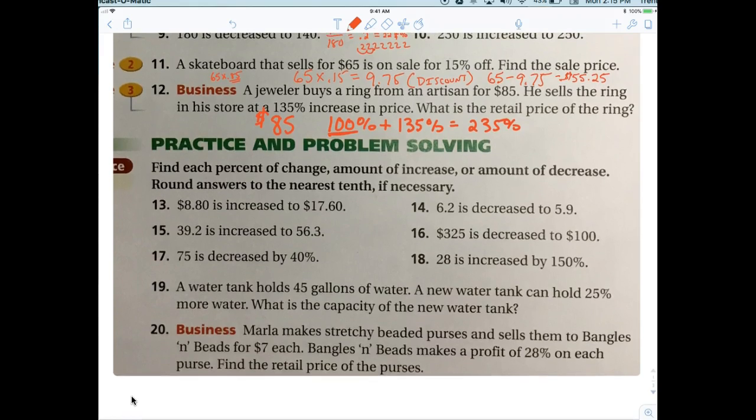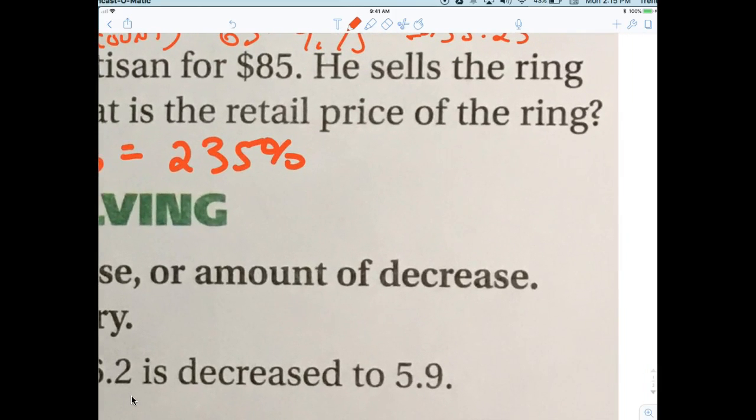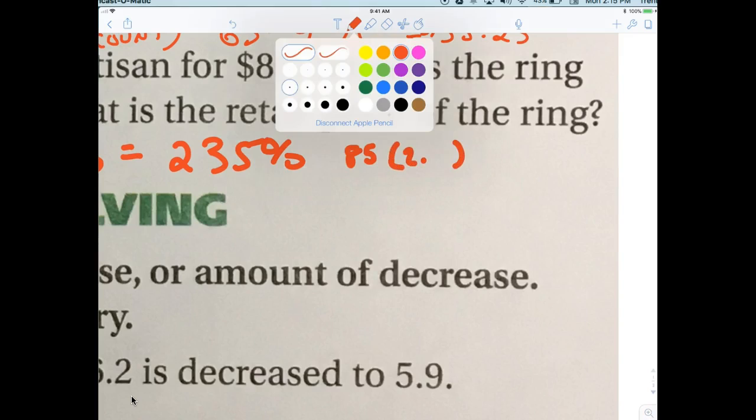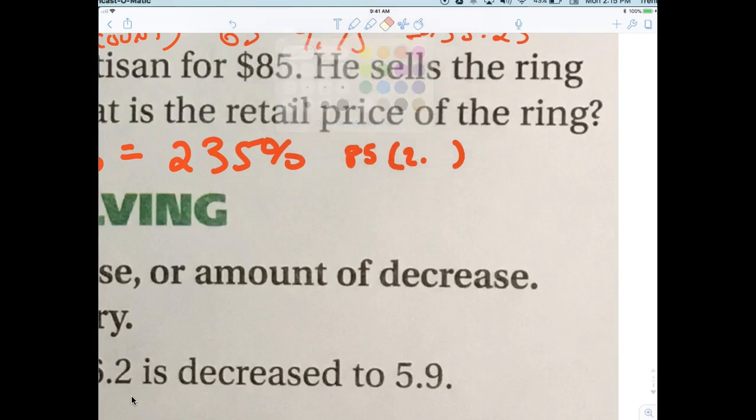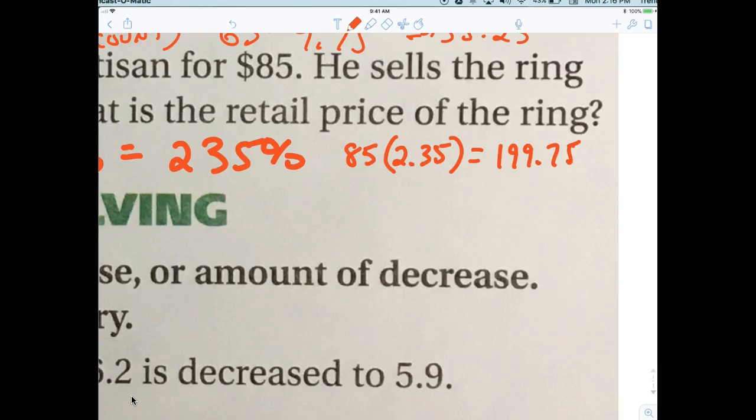Yes, everybody's good now. You're going to go 85 times 2.35. Is everybody with me on this? Yes. 85 times 2.35. And somebody tell me what that is. $199.75. I'm listening to you very carefully.